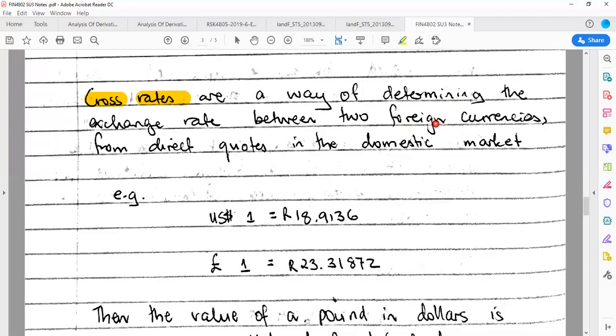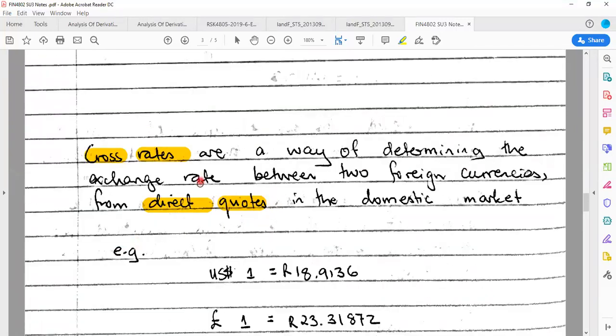Okay, so let's say we are in South Africa and we want to know the exchange rate between the British pound and the US dollar. We can use cross rates to help us to determine what the rate is between the British pound and the US dollar. And we can determine these cross rates using what we call direct quotes in the domestic currency. So we can take those direct quotations we were talking about, and we can use them to determine cross rates.